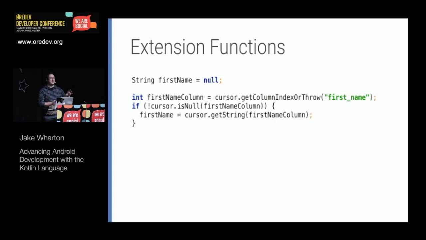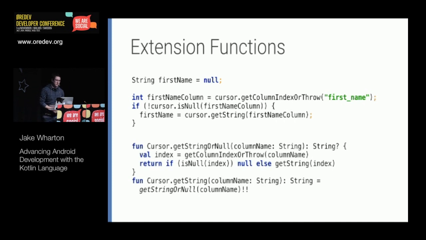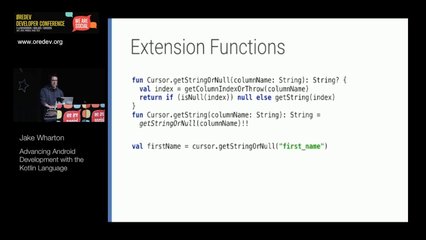Sure, you could wrap it in a static util method, but that's exactly what these extension functions are for. So we could add two methods to the cursor type, which are going to take care of doing this dance for us, where all you now have to do is pass in the column, and it will take care of doing the conditional reverse lookup of the index.